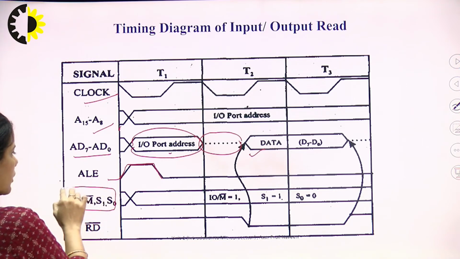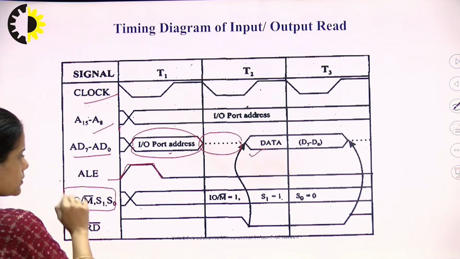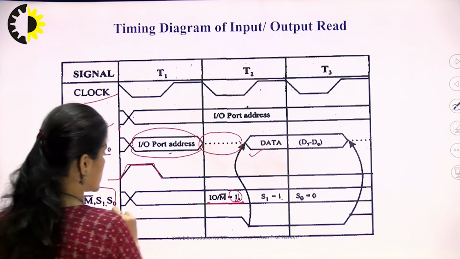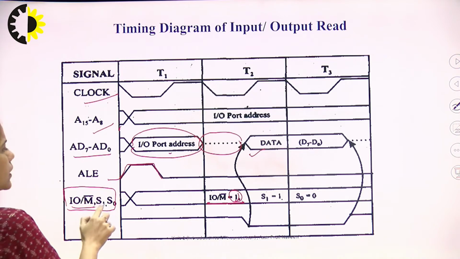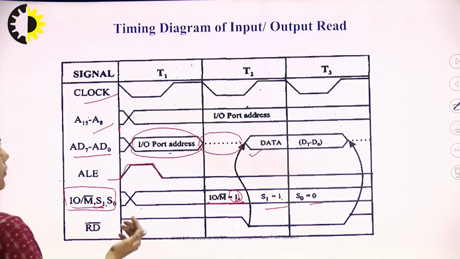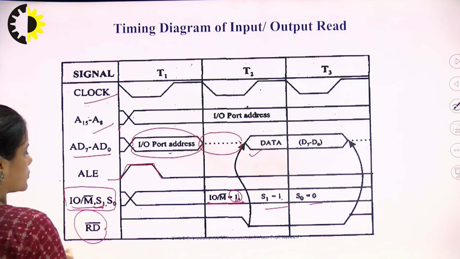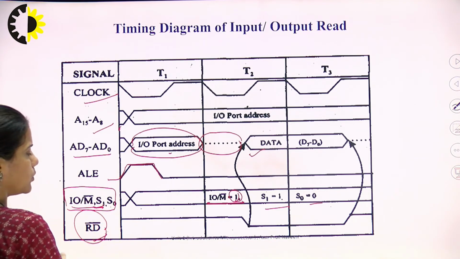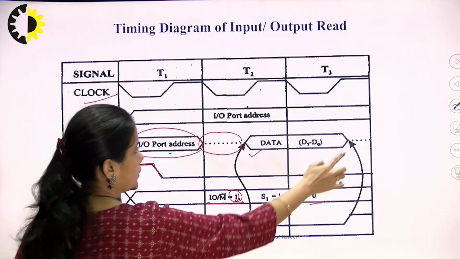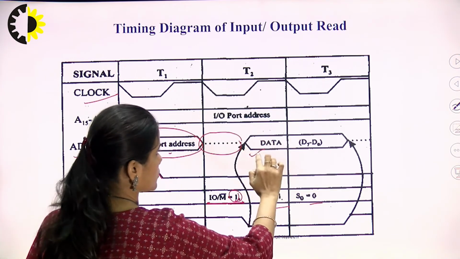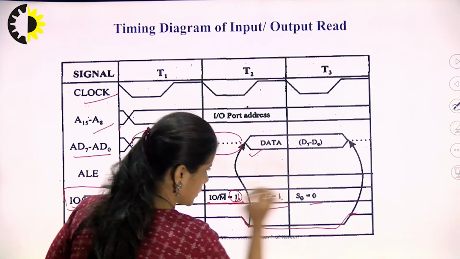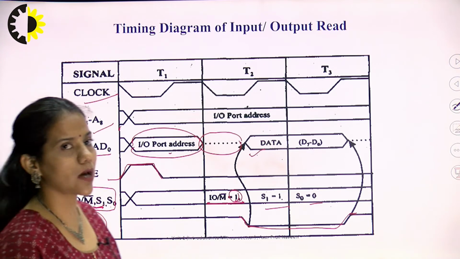Now we talk about the status signals. IO/M bar is represented by 1 since it is the input output operation. S1 and S0 are represented by 1 and 0 since it is the input output read operation. Since this is the read operation, we are representing only the read control signal, not the write control signal. The reading of the data takes place during the later part of the T2 state, so during this time the read signal is asserted low, since it is an active low signal.